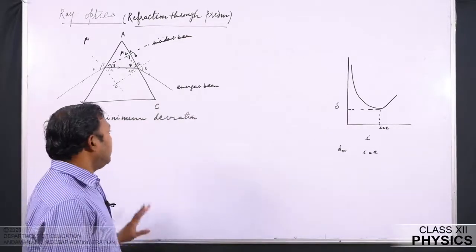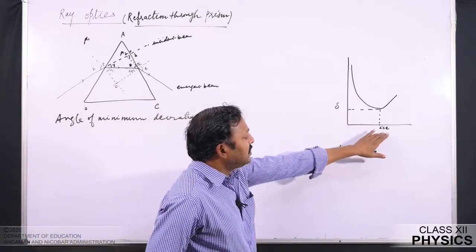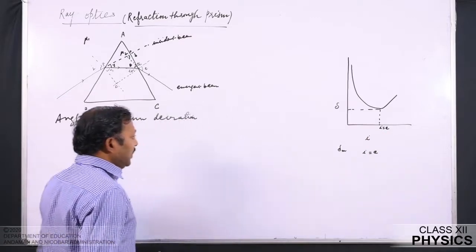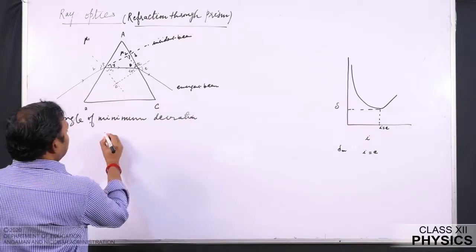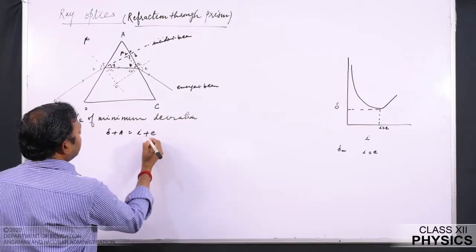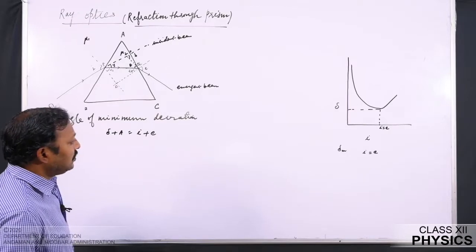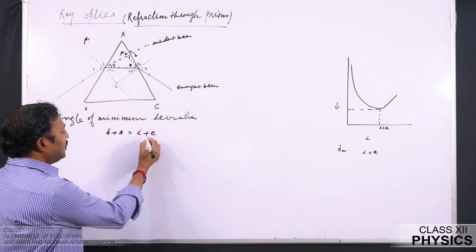Now, we will see the angle of minimum deviation. Angle of minimum deviation is that angle of deviation at which I becomes equal to E. So, here we have delta plus A is equal to I plus E. This is the relation we derived. So, for angle of minimum deviation, we have I is equal to E. So, in place of I, we can put E.